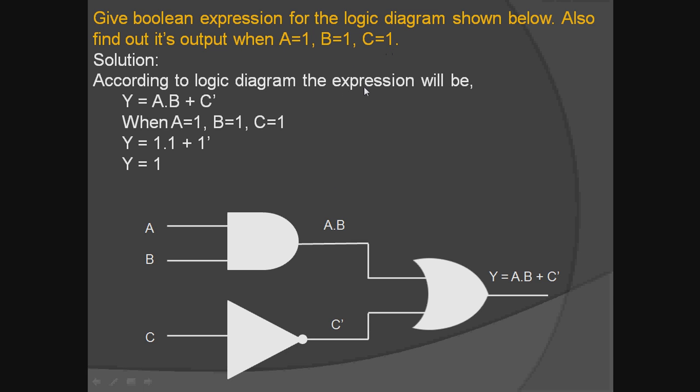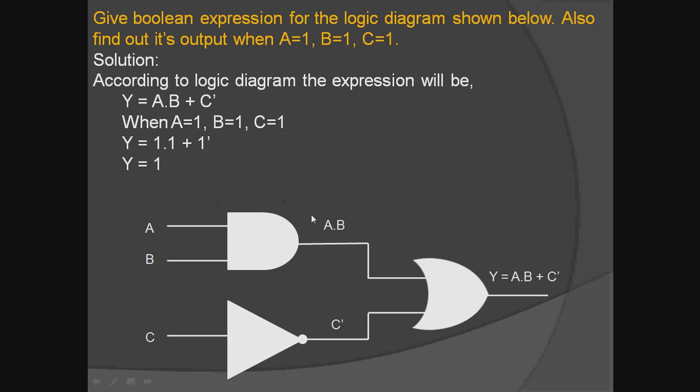All right, so when a equals 1, b equals 1, the solution is, judging on the logic diagram, you have to see the logic diagram, and based on this logic diagram, as I said, this is not mentioned, and this is not mentioned, we have to get this. So just by looking at the logic diagram, you have to see that here you are using an AND gate, a NOT gate, and an OR gate.